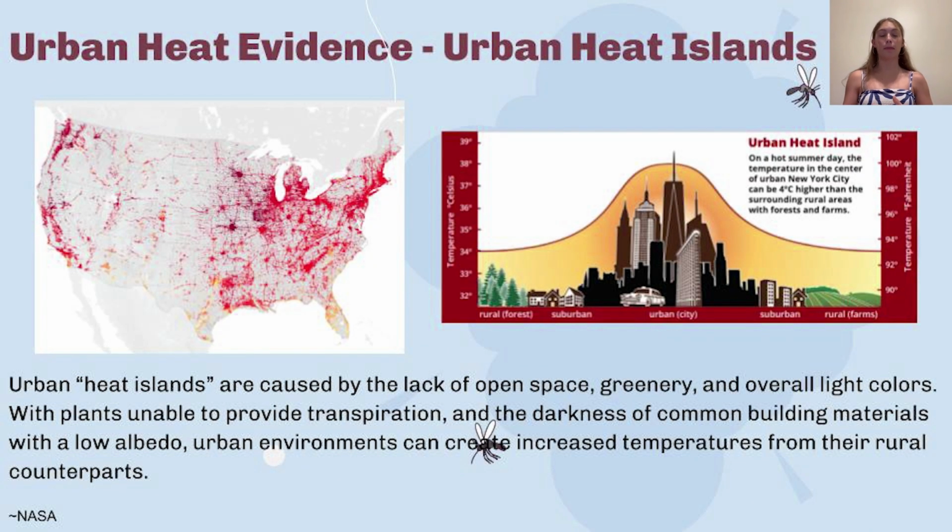Okay, so just a little bit of background on our hypothesis. We chose to use an urban setting over a rural setting because urban areas tend to be hotter, and this is due to urban heat islands, which are caused by the lack of open space, greenery, and overall light colors in cities. With plants unable to provide transpiration and the darkness of common building materials with a low albedo, urban environments can create increased temperatures compared to their rural counterparts.